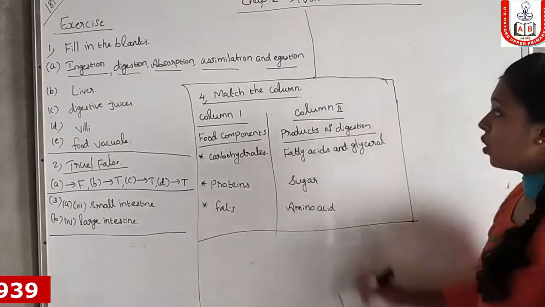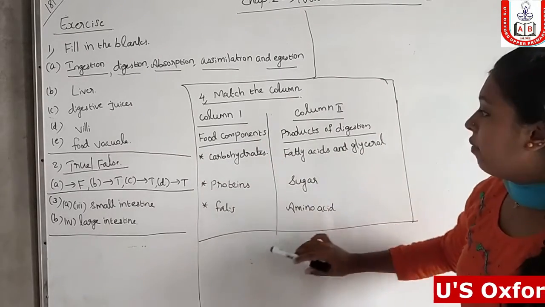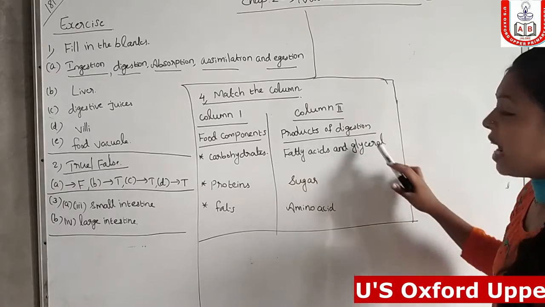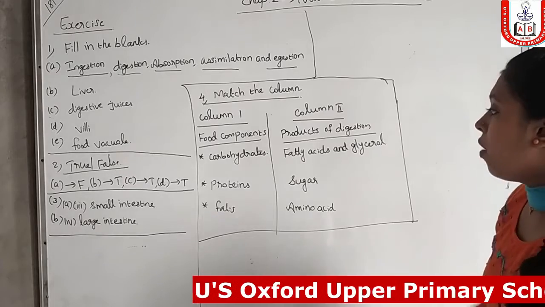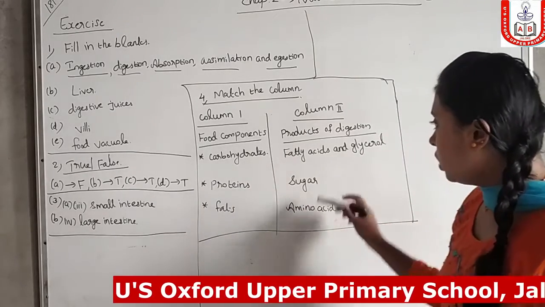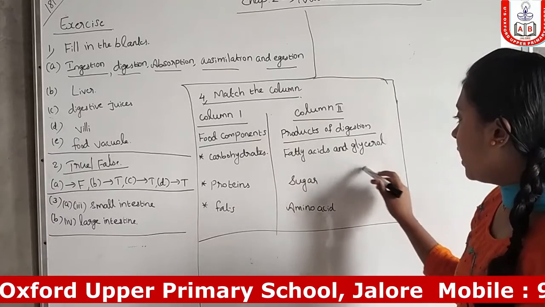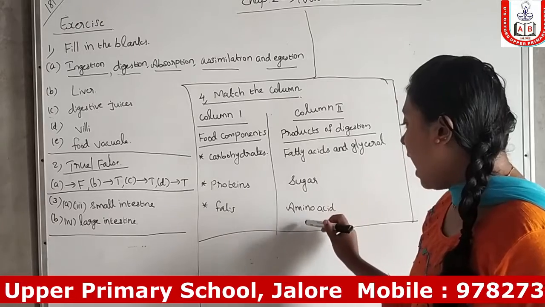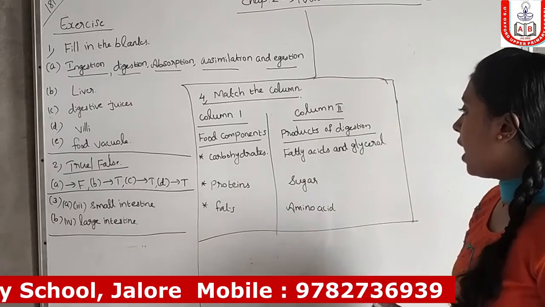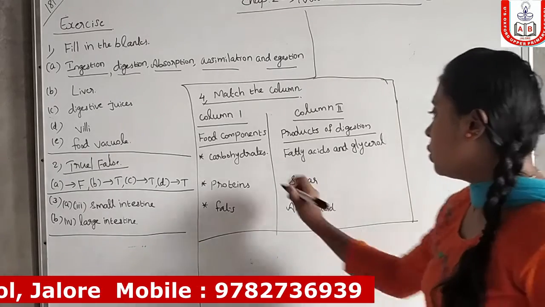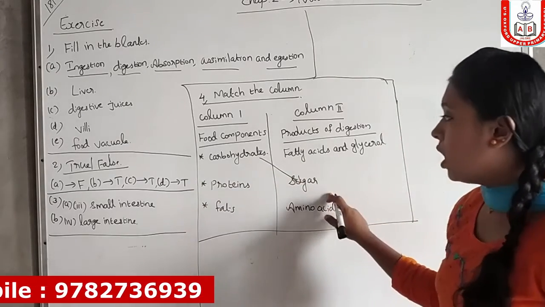Next is match the column. This is the fourth question. In column 1, food components are given, and in column 2, products of digestion are given. We want to match these columns. First one, carbohydrate. The options are fatty acids and glycerol, sugar, and amino acids. The product of digestion of carbohydrate is sugar.